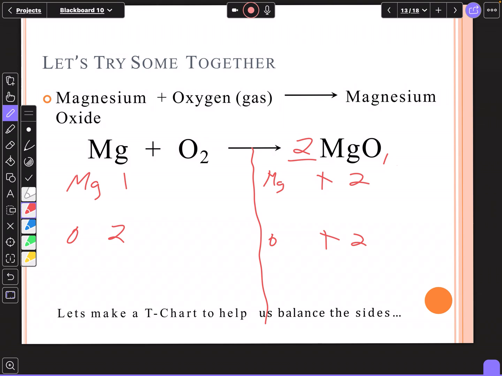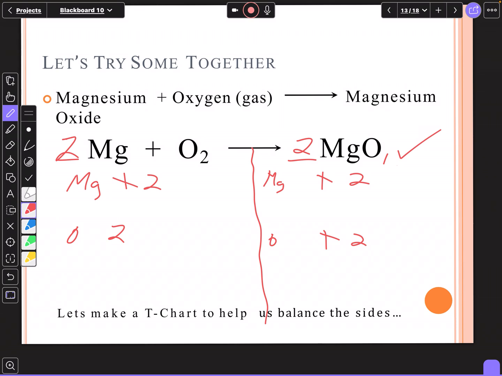So now I need to go to the other side and balance out my magnesiums. I can only put a number in front. I'll put a 2 right here. That will give me 2 magnesiums. And then I got 2 and 2, 2 and 2. That's the balanced equation for this reaction.